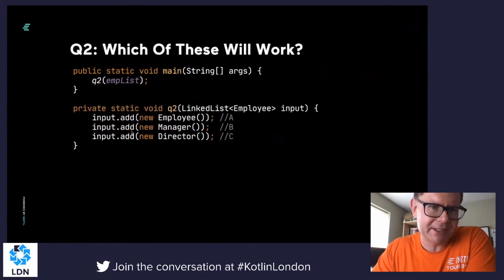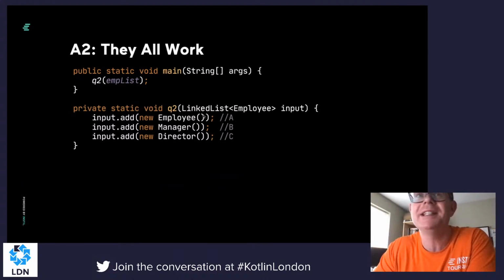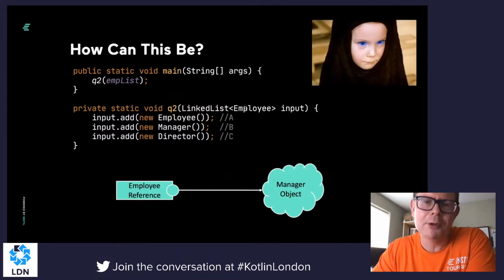But then if we look at this code here and say, okay, so let's say we call this function Q2 and pass in a linked list of employee, what will we be allowed to add to it? So again, most people, having seen the one before, they'll go, aha, only an employee. But it turns out that all of these will work. Okay. And why would all of these work? Well, because it's a linked list of nodes, and each node contains a reference of type employee.